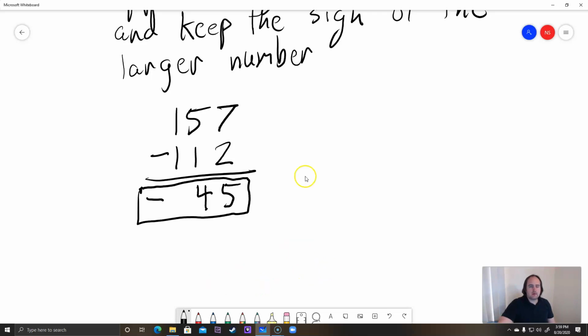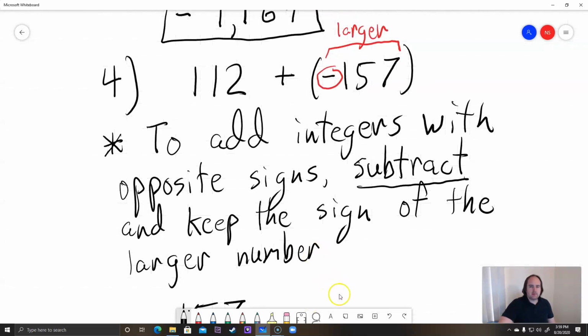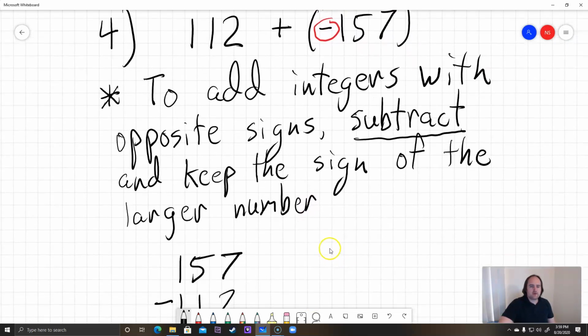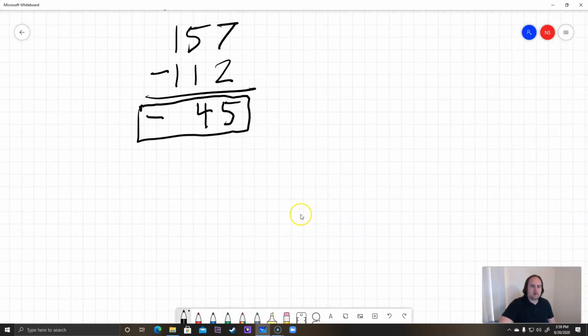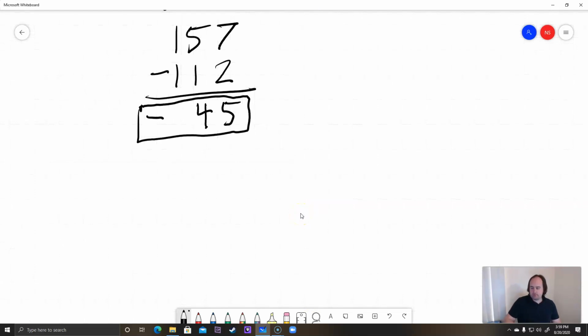Okay, cool. So that's example number 4, adding integers with opposite signs. And we're going to do a few more examples, but I think we got some of the basics down now. Okay, so example number 5 is next. For example number 5, we're going to try adding together more integers.